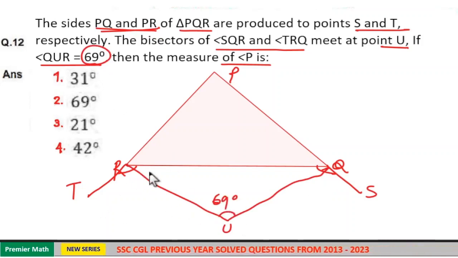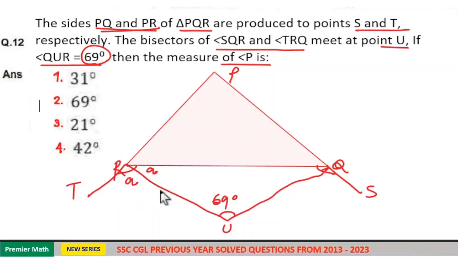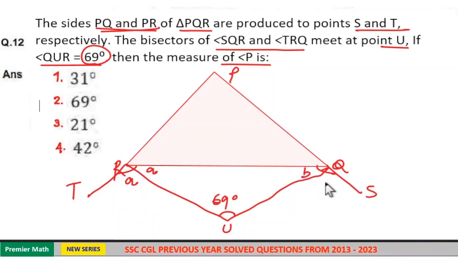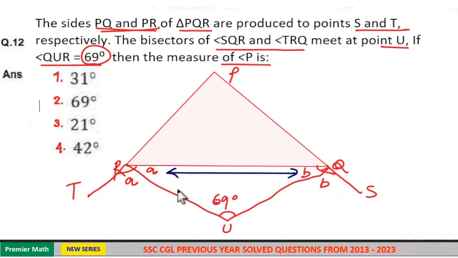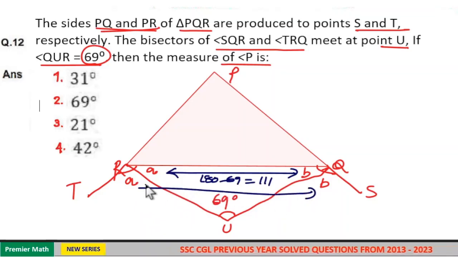Now if I take this angle as A, then this angle is also A, because bisector divides an angle equally into two parts. If I take this as B, this one is also B. Now A plus B, sum of angles of a triangle is 180 degree. So 180 minus 69 is equal to 111, which means A plus B is 111. That is 2A plus 2B is equal to 111 plus 111, 222.